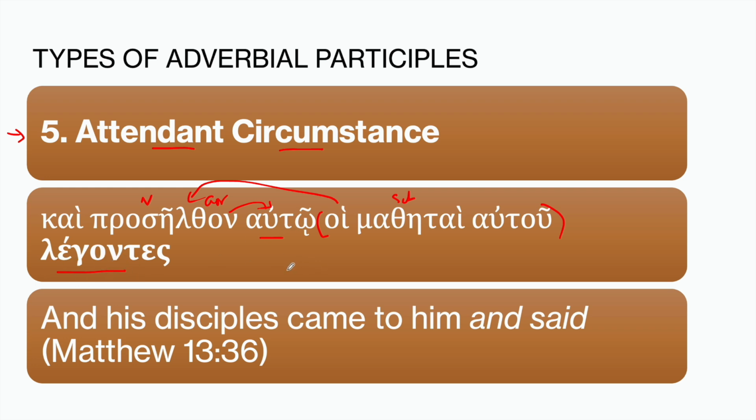We could simply go, his disciples came to him saying, but a better English translation would be, and his disciples came to him, and, so we add an and said. So we've taken this participle and we've made it into a regular verb, and we've simply put the action of coming along with saying. This is attendant circumstances, and again, context determines the use of all of these different adverbial participles. And that's what makes participles fun, because oftentimes you have to do detective work to discern how they're actually modifying the action of the main verb.